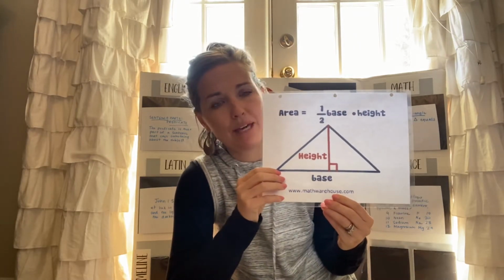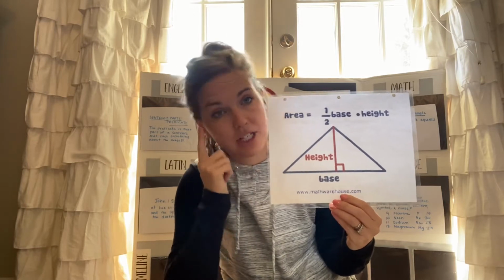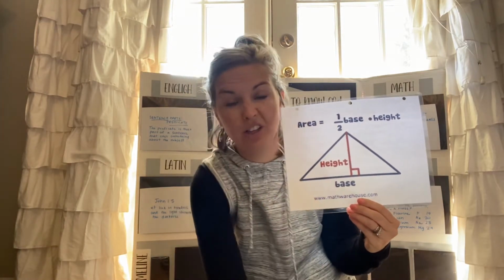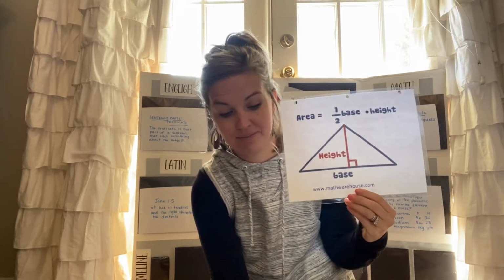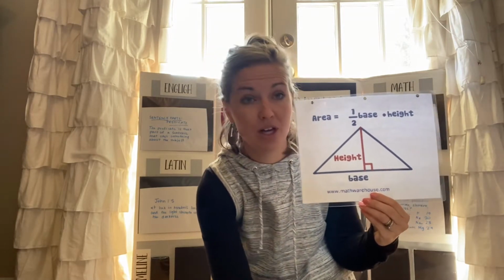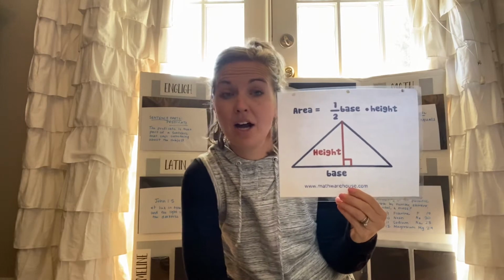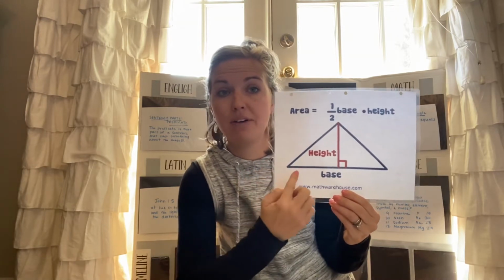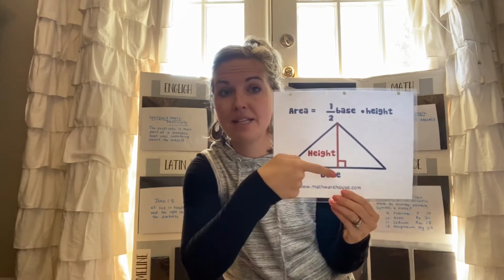Now, why would that be? Because if you can imagine in your head, if you put both of these triangles together, it would look like what? You're right, it would look like a rectangle. So the area of a triangle equals 1/2 of the base times the height.